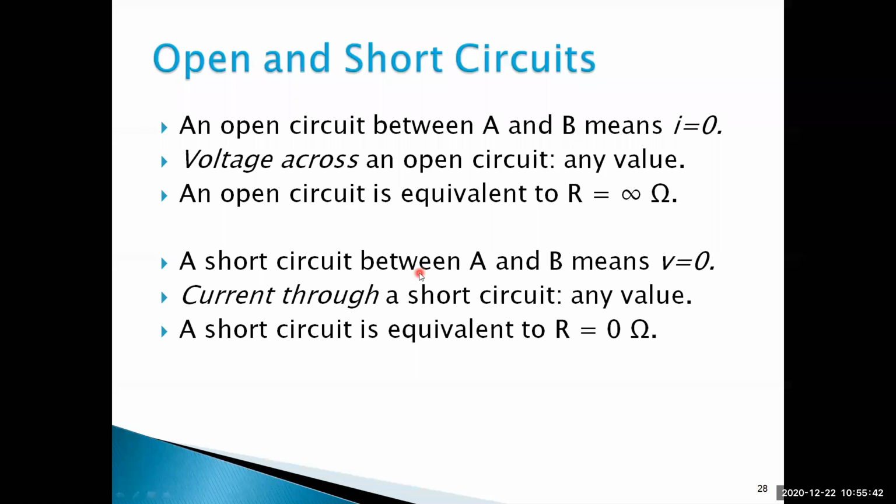And then in short circuit, terminals A and B, under short circuit condition, the voltage is 0. Current through the short circuit can be any value, ideally maximum, infinity. Maximum current flows through the element or device under short circuit condition. So that means the resistance is 0. Short circuit is equivalent to a resistance of 0.